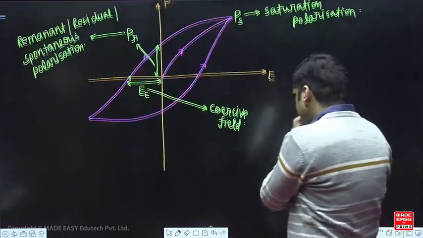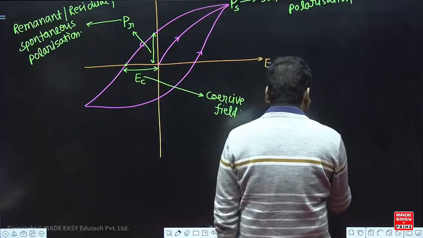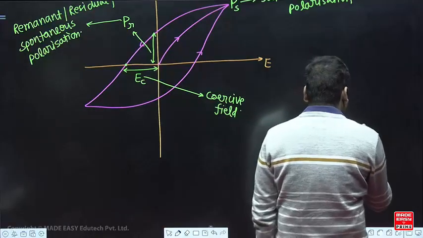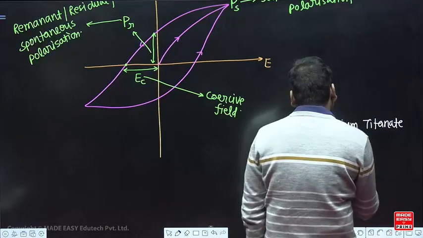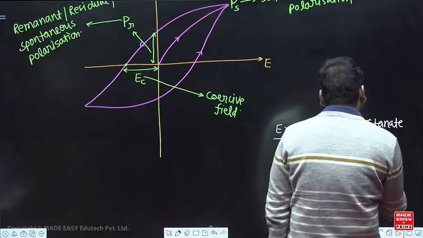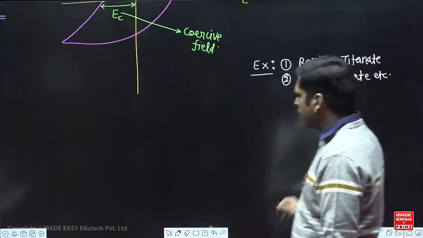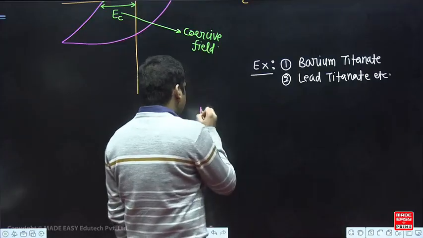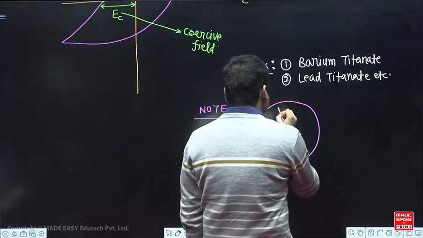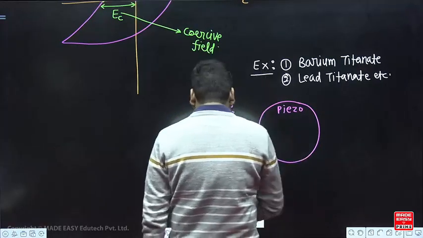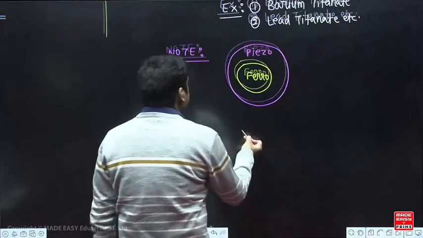Some examples of this material are barium titanate, lead titanate, etc. In fact, all the ferroelectric materials will exhibit piezoelectricity also. Vice versa need not be true. So we can have a note, that is, अगर मैं बीन डायग्राम बनाऊं तो this is piezo, the greater one, और उसके अंदर the smaller one is ferro. So all ferroelectric materials are piezoelectric.